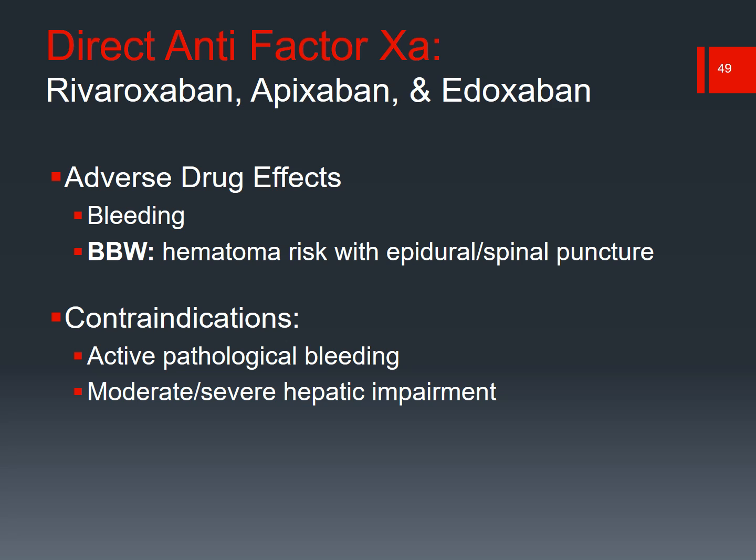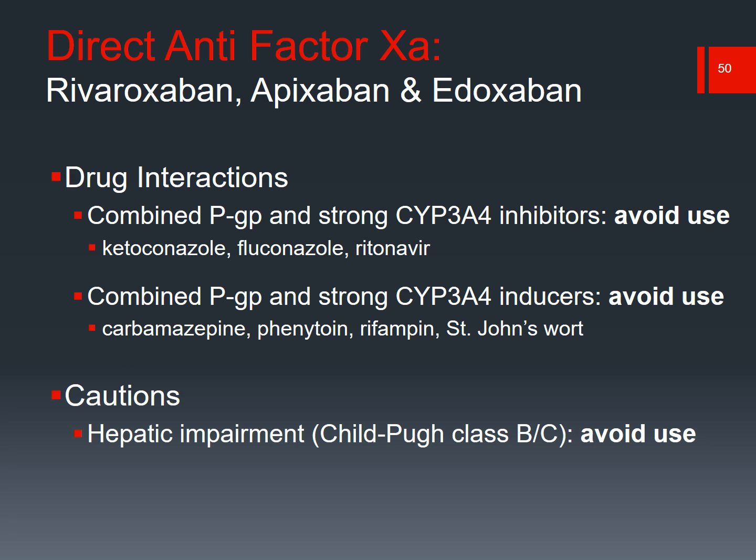They are contraindicated with active bleeding or severe hepatic impairment. Some have even down to moderate hepatic impairment, and that would be your Child-Pugh score as you get to liver disease. They are contraindicated with strong PGP or CYP3A4 inhibitors or inducers.